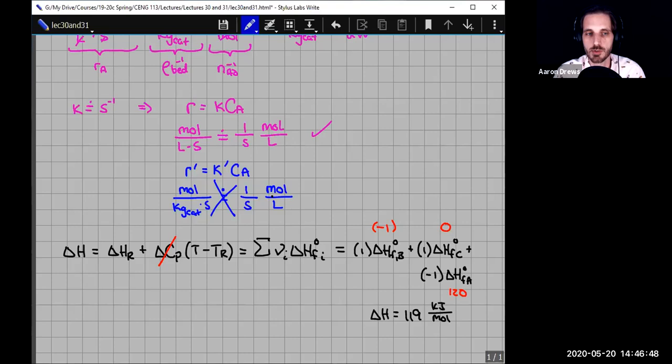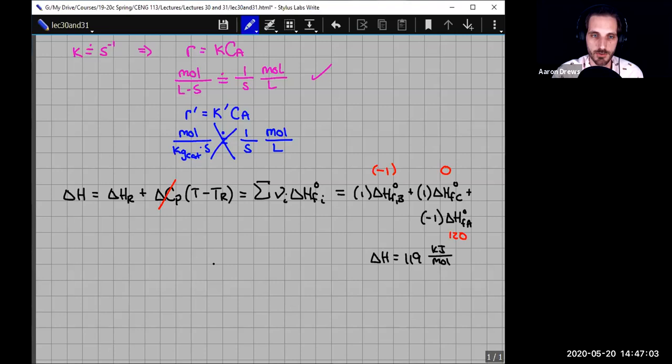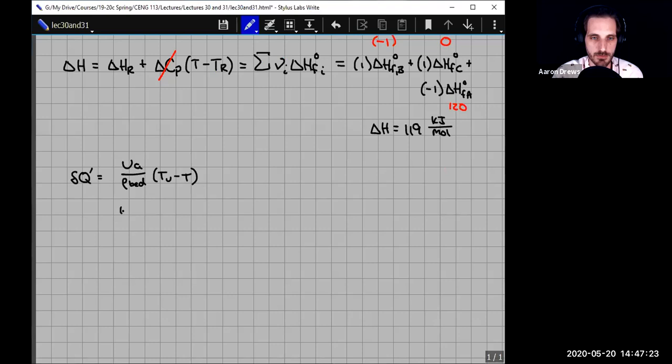Endothermic reactions tend to absorb energy from the jacket, which is what the jacket is doing, right? We have saturated steam. It's at a very high temperature, fairly high anyway. And so it will be giving us the enthalpy that we need in order to make the reaction go. And then our delta Q prime will be equal to UA over rho bed times TU minus T. We'll just fill in some of the parameters here and then switch out for Fika for a few minutes.